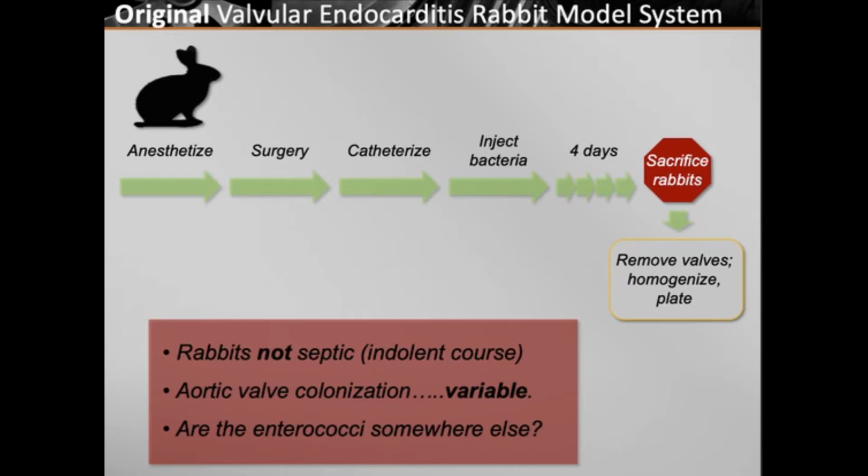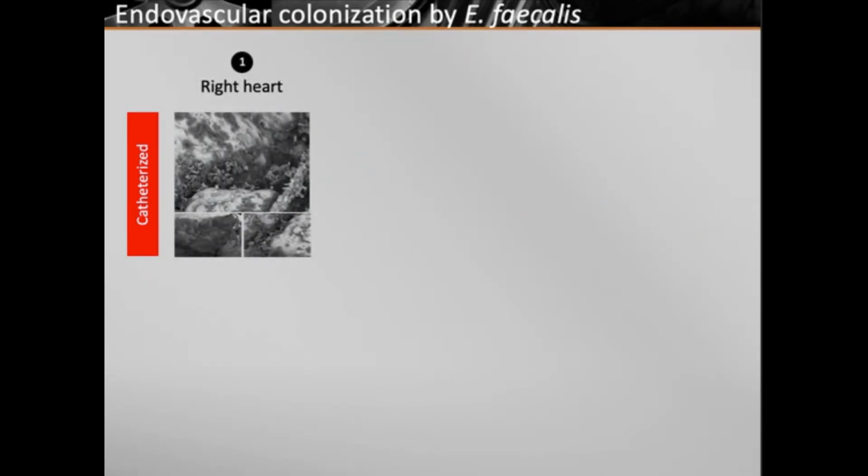And so we got kind of desperate at one point and just said, all right, let's just look at the rest of the heart. Let's see what else is going on, just because maybe the Enterococci are someplace else. Enterococci do weird things. So we took the catheterized animals and we looked in the right heart, and this is not the valves. So standard endocarditis, when people say endocarditis, what they mean is valvular endocarditis.